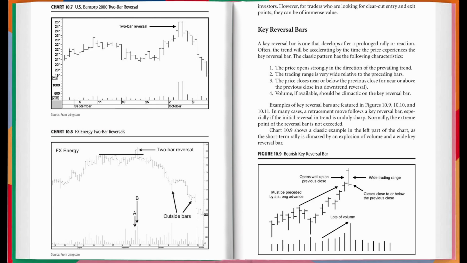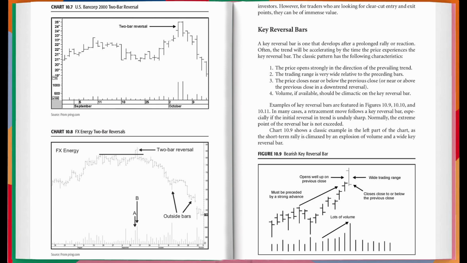1. The price opens strongly in the direction of the prevailing trend. 2. The trading range is very wide relative to the preceding bars. 3. The price closes near or below the previous close, or near or above the previous close in a downtrend reversal. 4. Volume, if available, should be climactic on the key reversal bar. Examples of key reversal bars are featured in figures 10.9, 10.10, and 10.11.